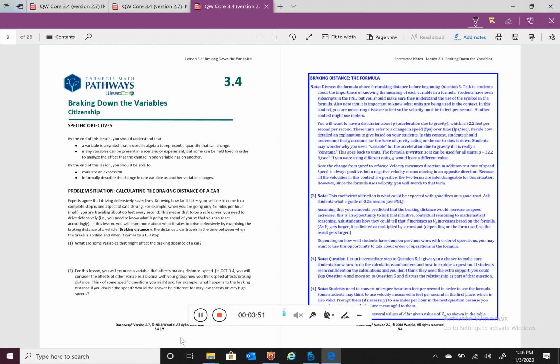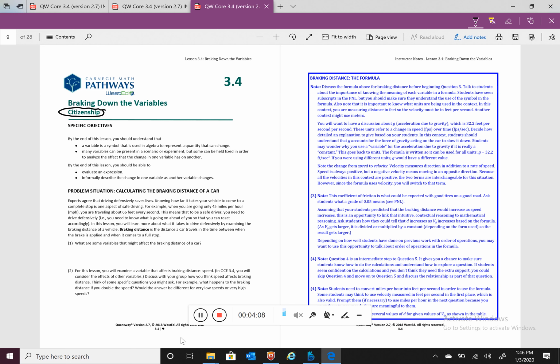So for the students, they can see that this is a citizenship lesson. That's the theme of the lesson. There are different lesson themes throughout the curriculum. You can also see that the specific objectives are listed.